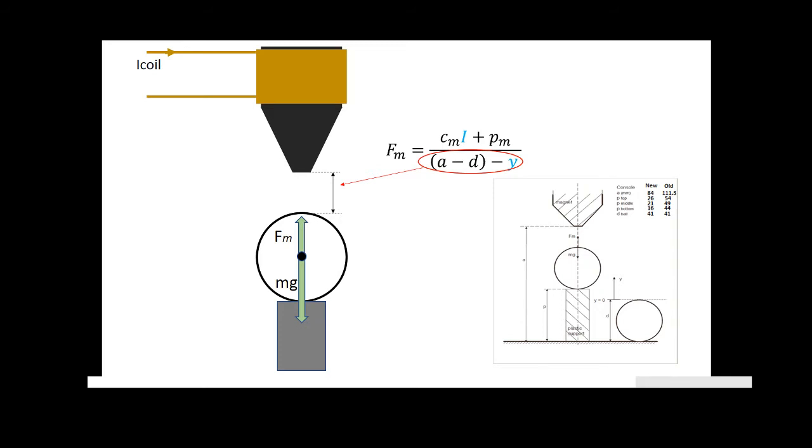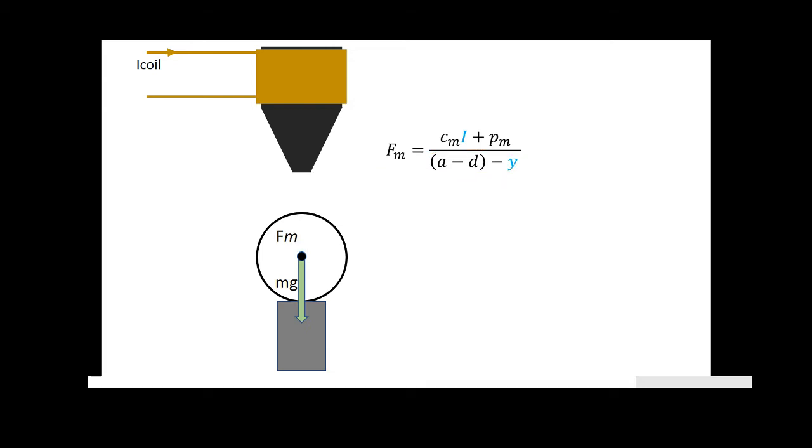Fm will increase when the ball gets closer to the coil core. Fm will also increase when the current through the coil is increased. When taking small enough steps increasing the current, you can get close to the point where Fm equals gravity force. We call this an equilibrium point.